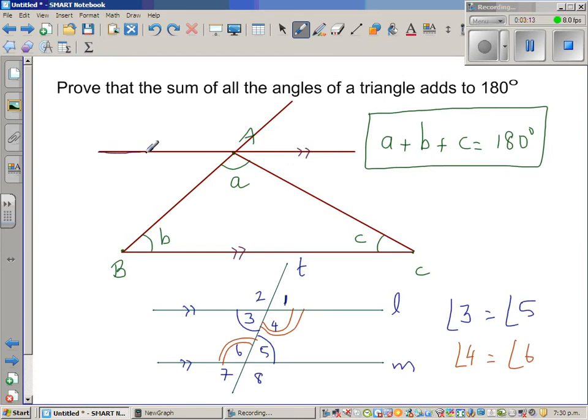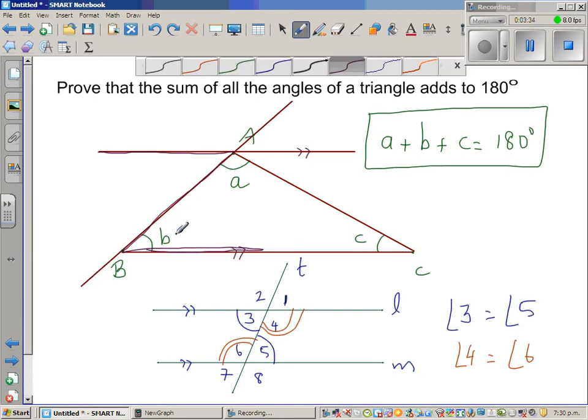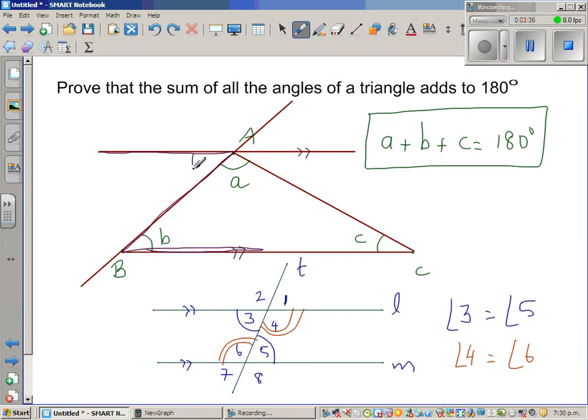Let me draw a Z. So this is the Z angle formed by parallel lines and a transversal. Here the transversal is line AB. So let me make this transversal. So if this is B, this will also be B.